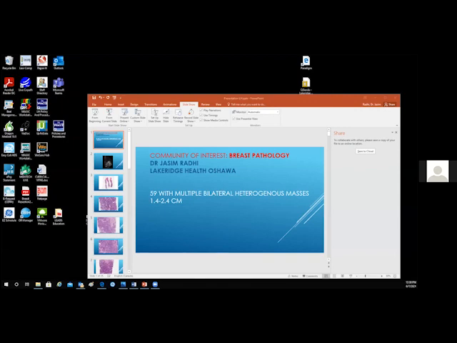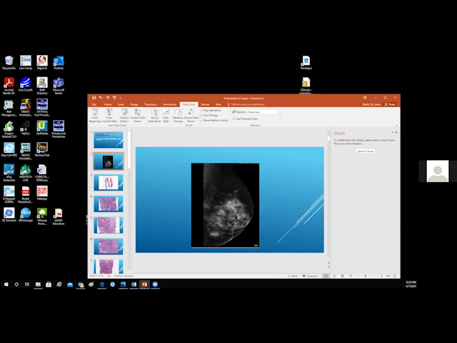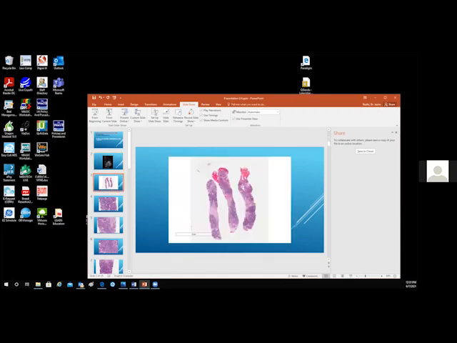So I wanted to share with you an interesting case which we saw maybe a year ago, and the main challenge is the biopsy rather than anything else. This is a 59-year-old patient who presented with multiple heterogeneous masses in the breast. It's actually bilateral, and you can see the radiology showing multiple heterogeneous areas. Then we received biopsies of a couple of those lesions.